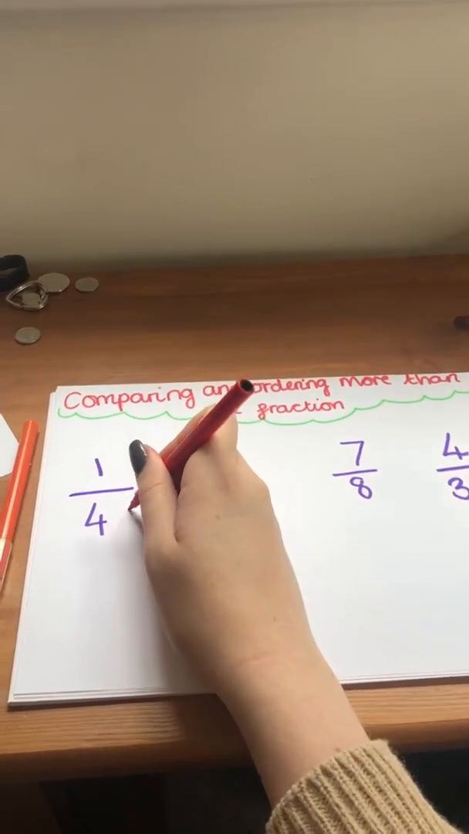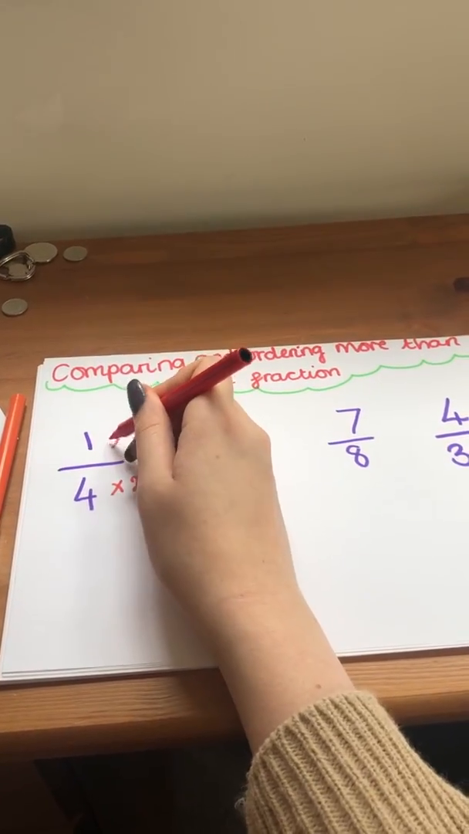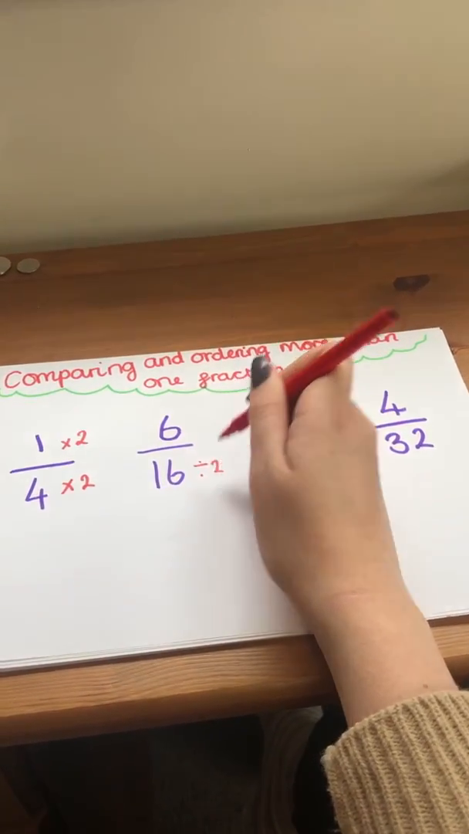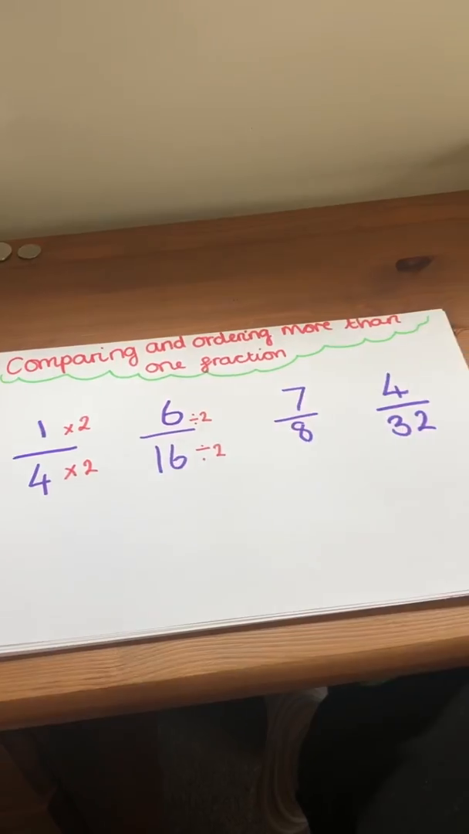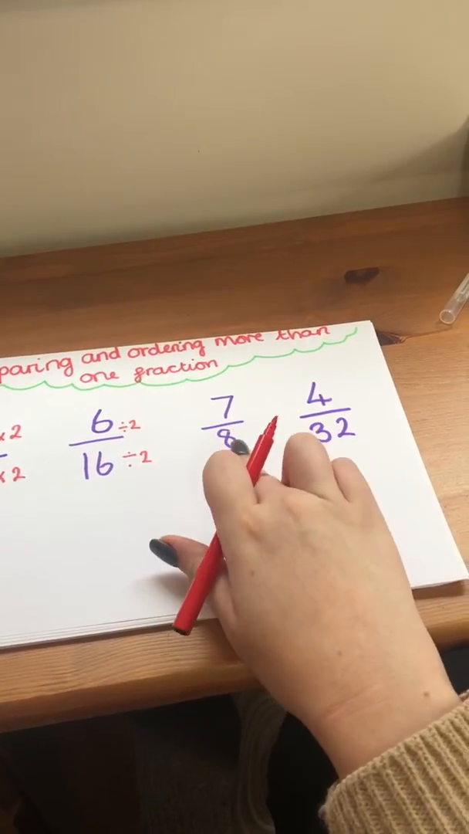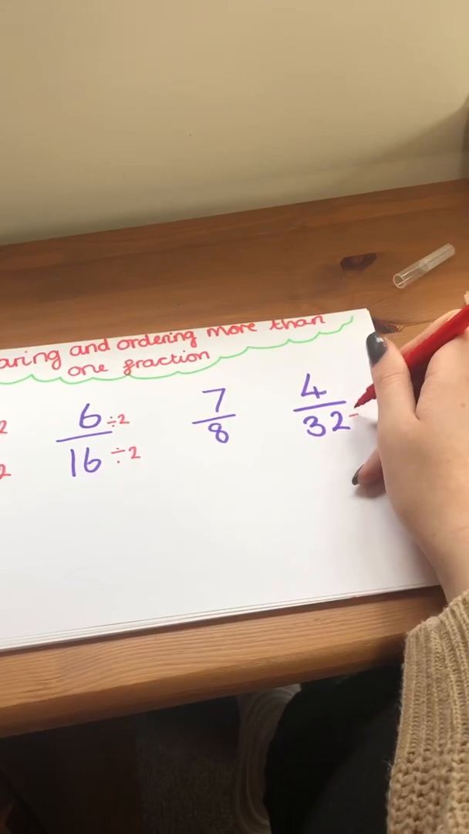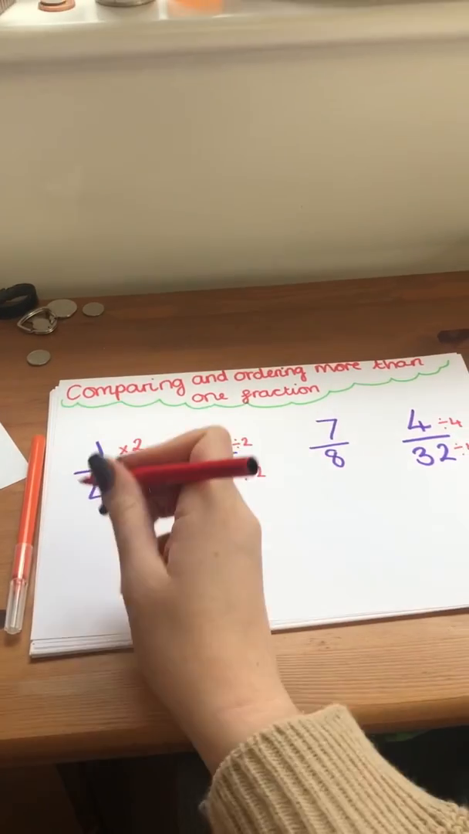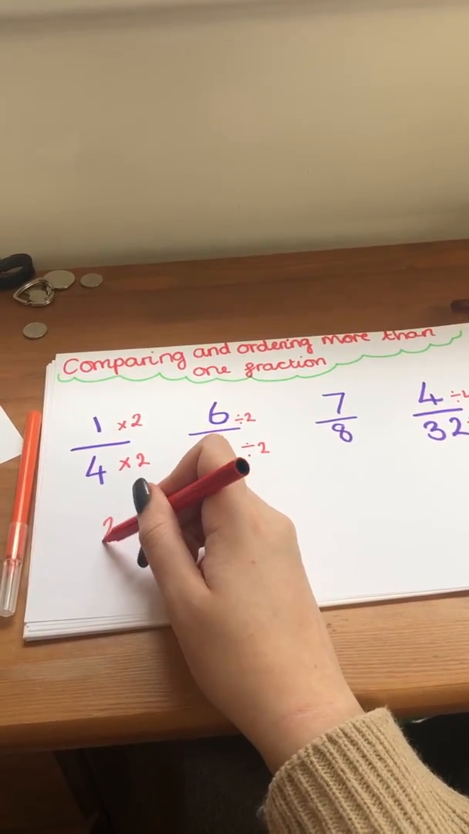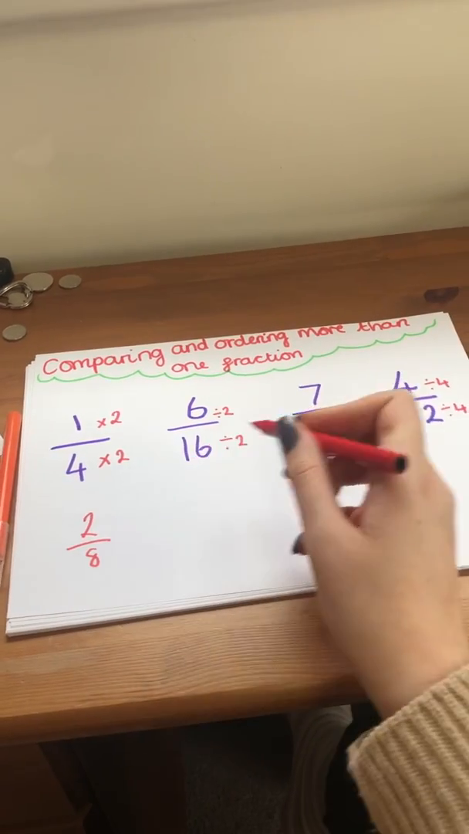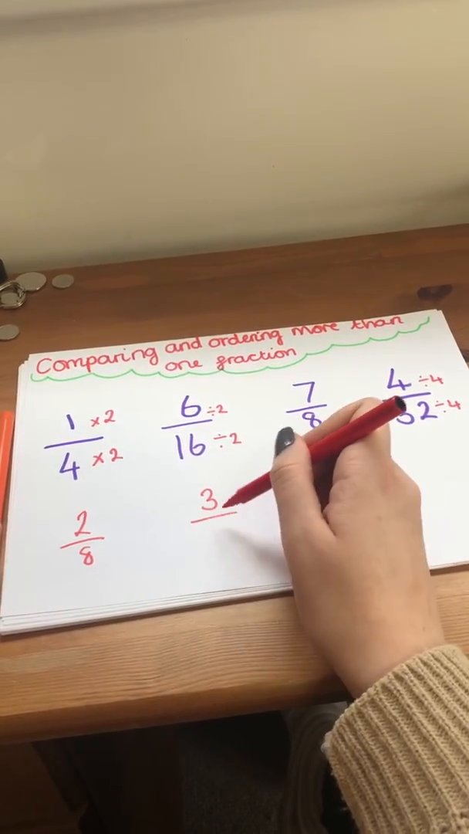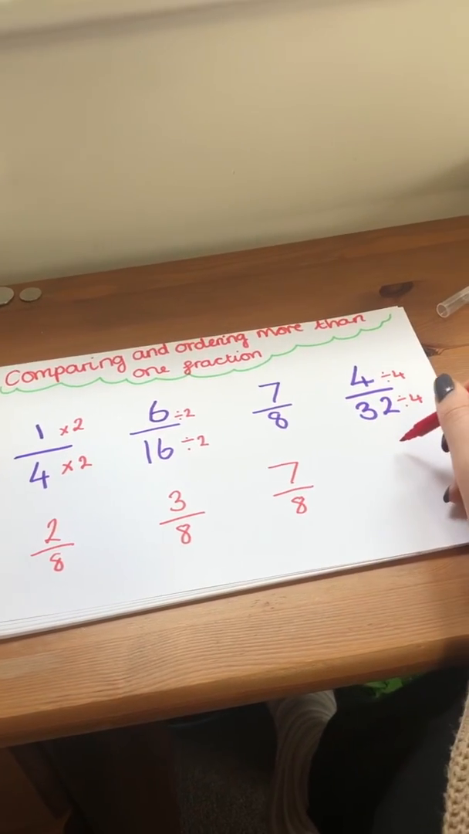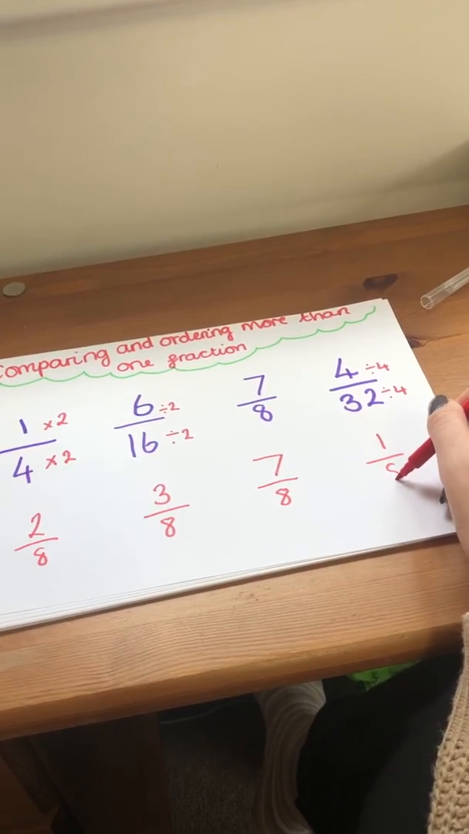So to do that for this fraction, I have to multiply this by 2, same as the numerator. This one I have to divide by 2, same as the numerator. This one is fine, I can leave it alone. This one I need to divide by 4. So now I've ended up with 2 over 8. I end up with 3 over 8. I've still got 7 over 8. And I end up with 1 over 8.